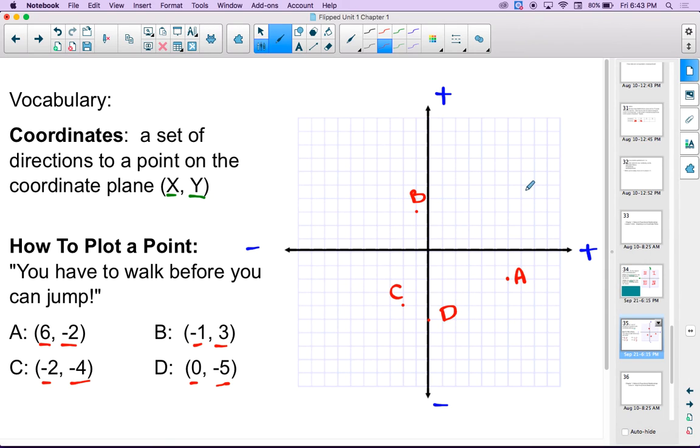You should know how to plot points. You should be very confident in plotting points in all 4 quadrants. And please remember our key here, you have to walk before you can jump. That's all for this video. We will have a second video to clean up the rest of the notes on page 6.